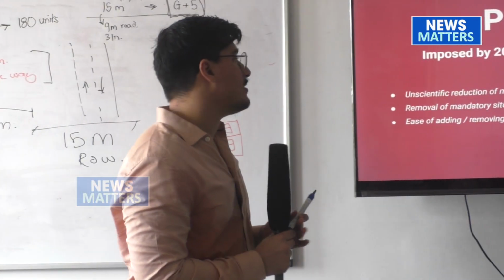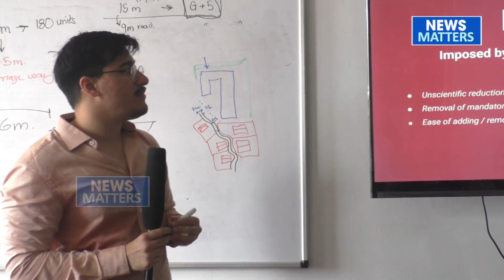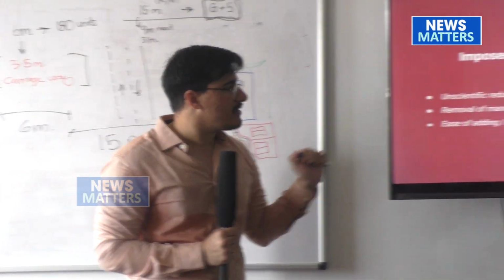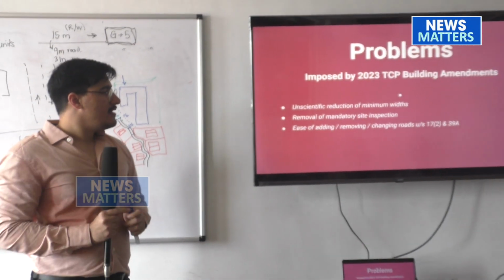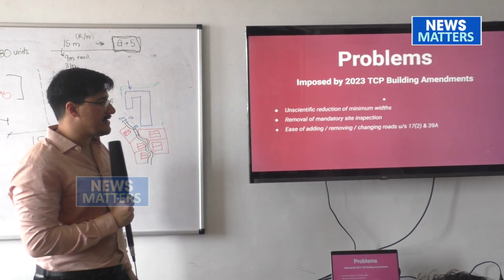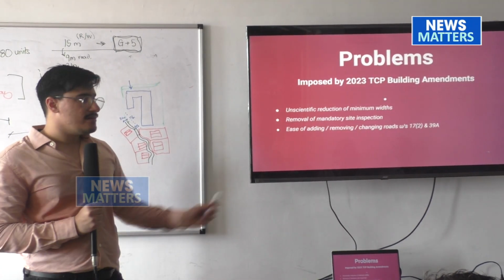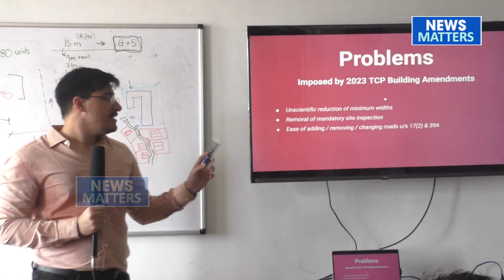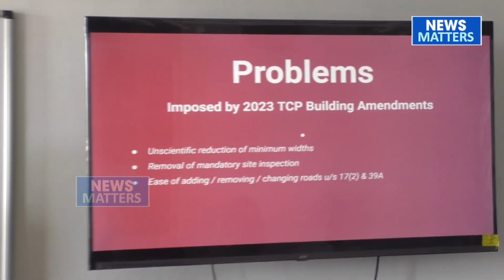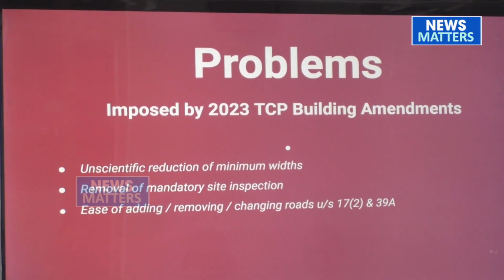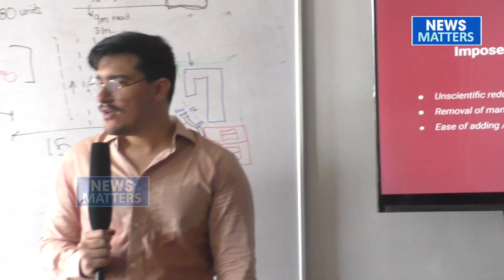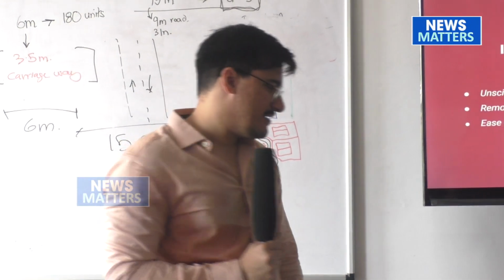So 3 main points from the 2023 building amendments. I call them the unscientific reduction of the minimum widths. The second point, which I'll get to, is the removal of the mandatory site inspection. And then the third, as in Praveen's case, is the ease that you now have to add and remove roads using these amendments of 39A and 17.2, which did not exist in the past.